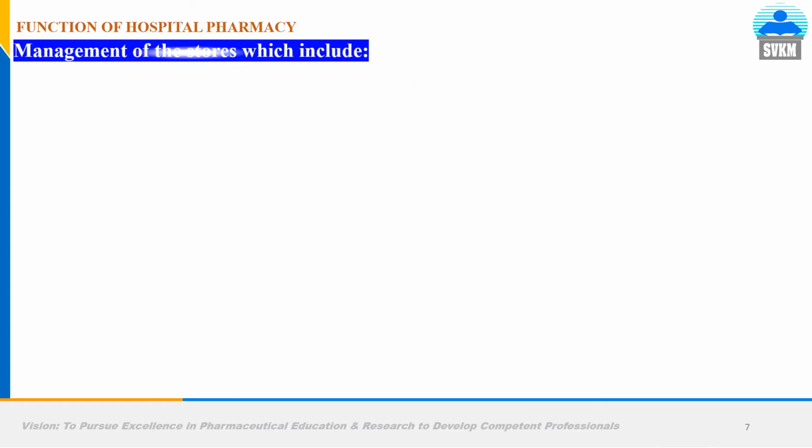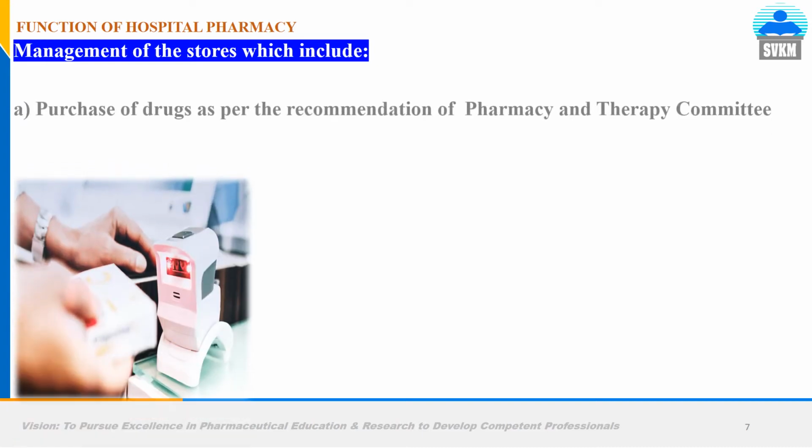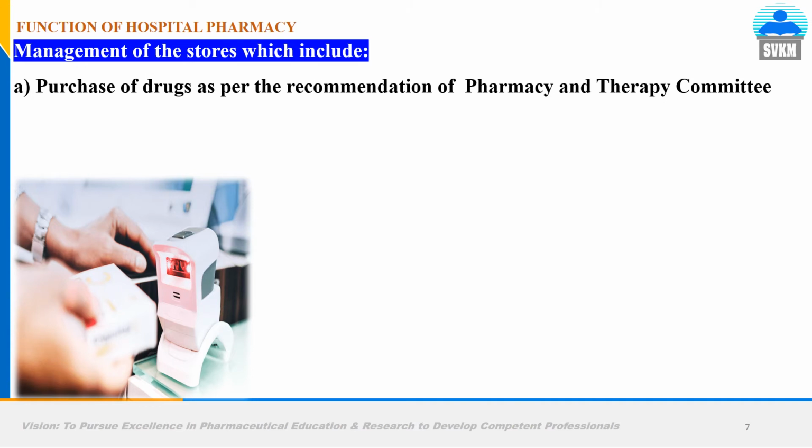Now moving towards the management of stores. This is another function of a hospital pharmacy. So the hospital pharmacy is also responsible for managing the stores which are under their control. The first thing in the management of the store is the purchase of drugs. We require medication on a daily basis, so it's a responsibility of a pharmacy to do proper purchasing as per the protocol given by the medication management inside the hospital.